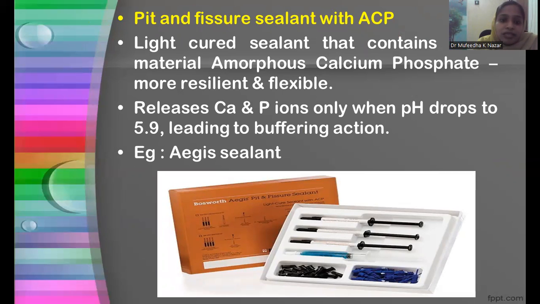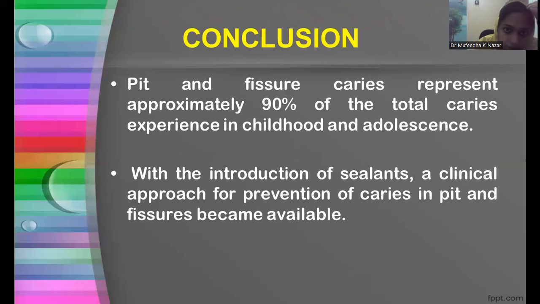Last but not the least, the most recent advance in the pit and fissure sealant is the pit and fissure sealant with ACP. ACP means amorphous calcium phosphate. Amorphous calcium phosphate is a newer remineralizing agent that releases calcium and phosphate ions, and that helps in remineralization of the tooth surface. Example of such kind of sealant is Aegis sealant.